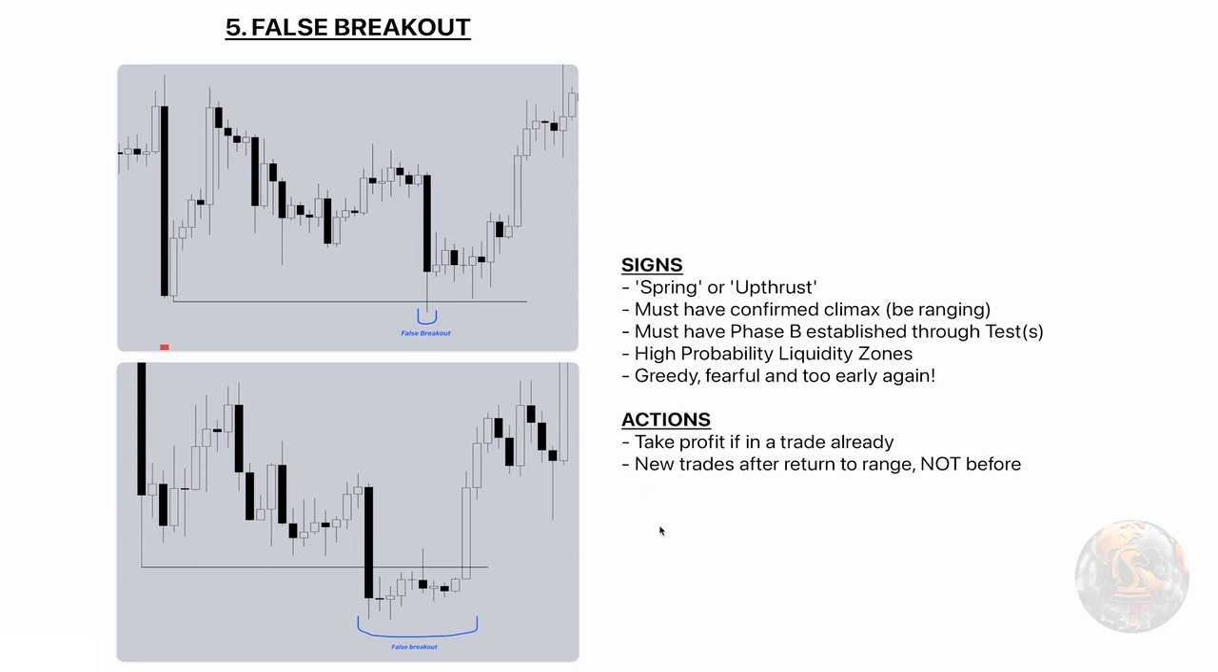Because the chances are the first time we have the break of range, it's going to be a false one. Second and third and fourth breakouts are more likely to be the real breakout, but the first one, which is what we're talking about, that's the time to take profit. And don't enter a trade. New trades after it returns to range, not before. So like I said, you want it to come back into range and buy on the second test that you get after returning to range.